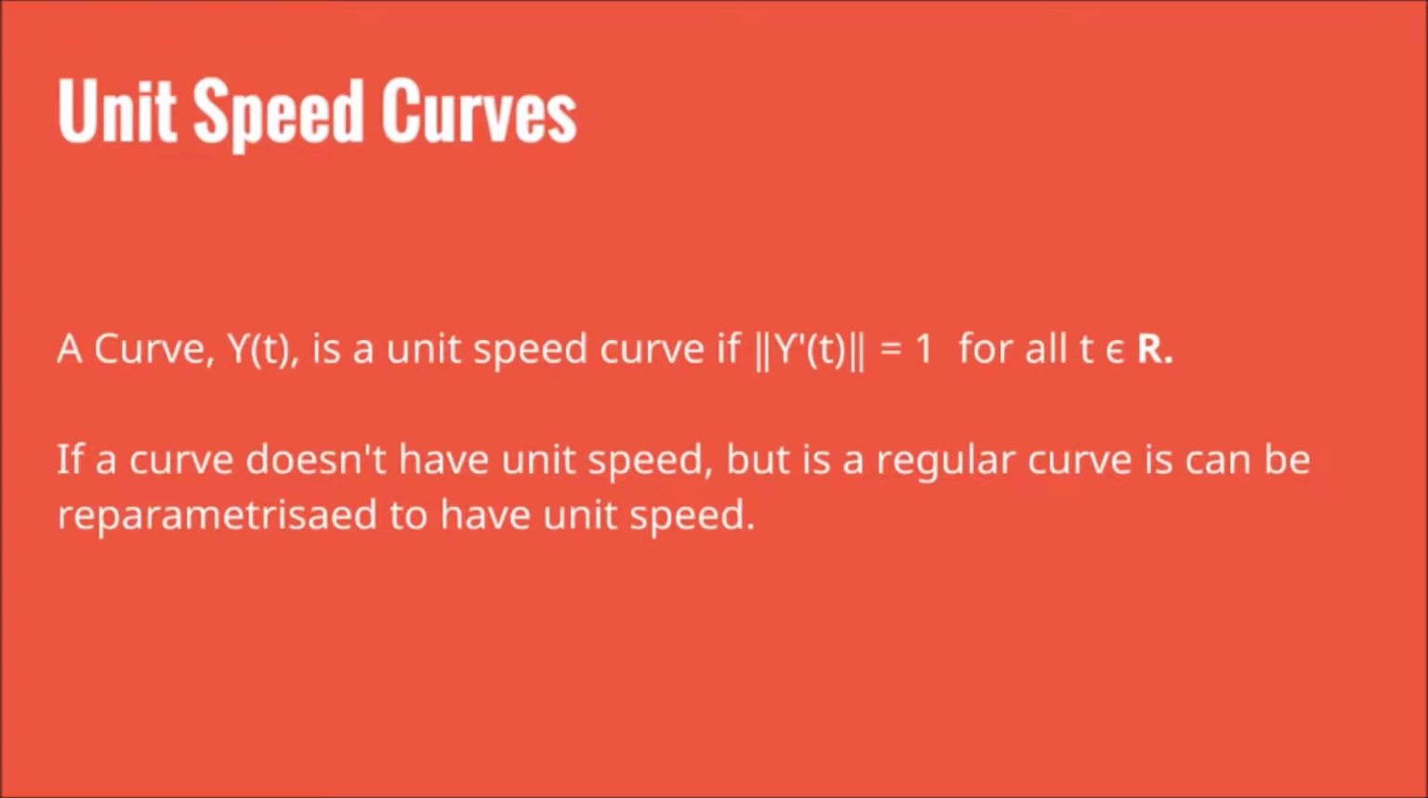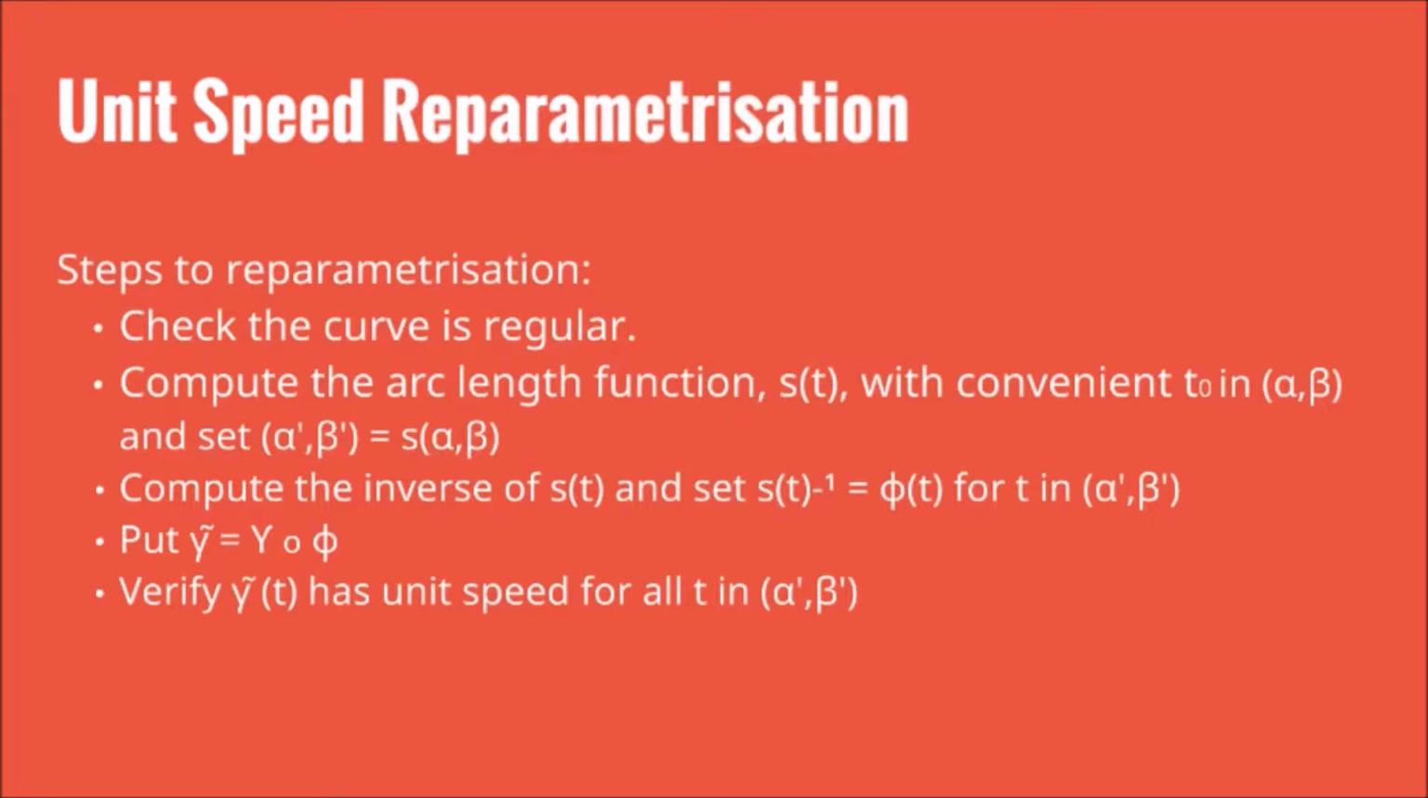All regular curves can be reparameterized to unit speed by the following steps. You check to see if the curve is regular. You compute the arc length function and its inverse and reassign this to equal a new function phi and redefine the range accordingly. You then find the new reparameterized curve to be our original curve composed with phi. This curve will have unit speed, thus being a unit speed curve.